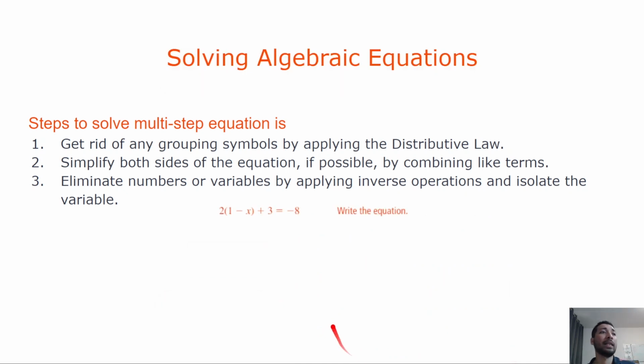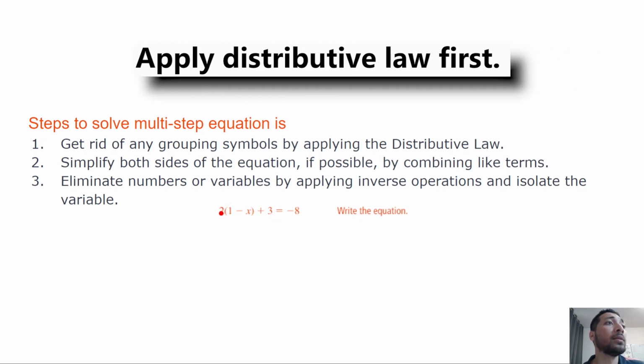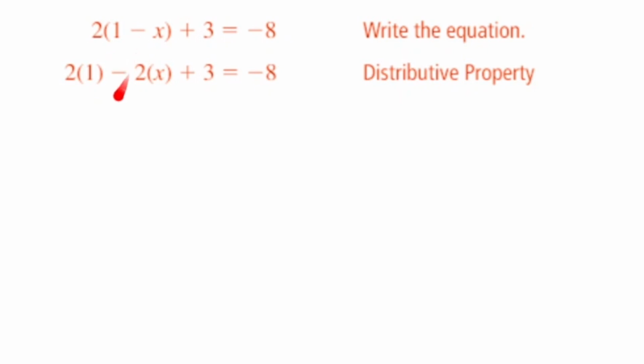Now let's look at the next example over here. We have 2 open parentheses 1 minus x close parentheses plus 3 equals negative 8. In this case, the first step is to get rid of the grouping symbol by applying the distributive law. So you can apply the distributive law over here, distribute this 2 over 1 and x. So we have 2 times 1 minus, remember this minus sign comes from here, 2 times x plus 3 equals negative 8. Now we need to simplify.